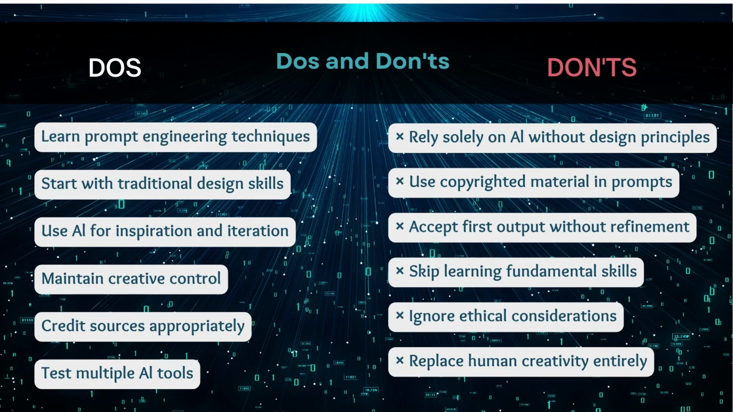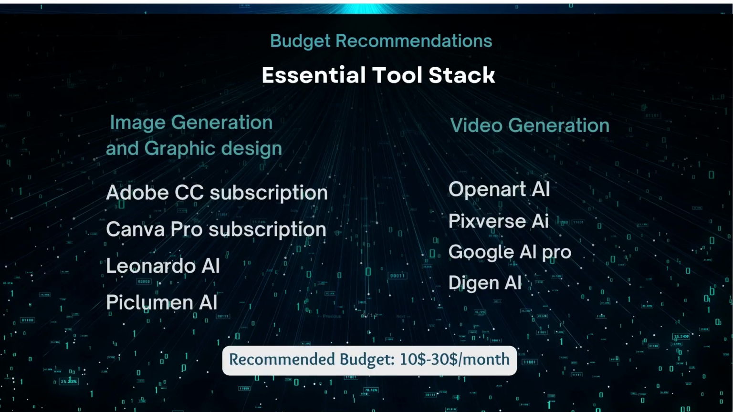When it comes to building your essential AI tool stack for design, it's important to strike the right balance between capability and budget. For image generation and graphic design, core tools you should have include an Adobe Creative Cloud subscription, Canva Pro for fast and versatile design, Leonardo AI for advanced image creation, and Pixelman AI for specialized tasks. On the video generation side, I recommend tools like OpenArt AI, Pixverse AI, Google AI Pro, and Digen AI, all of which can handle a range of video needs, from quick concept videos to high-quality commercial content.